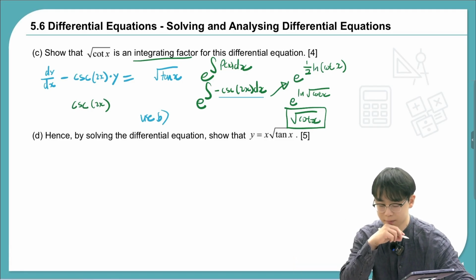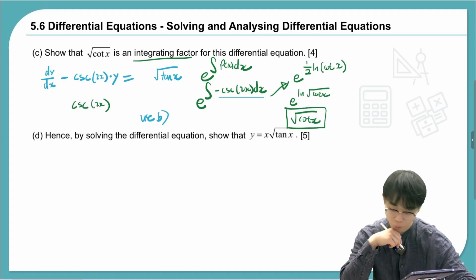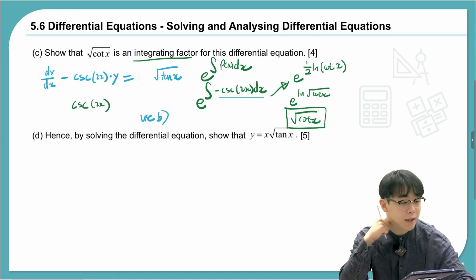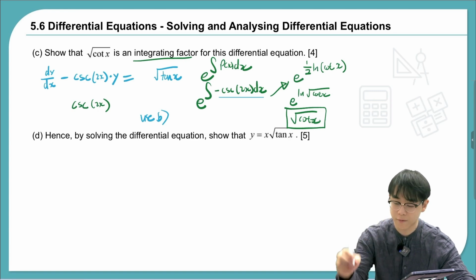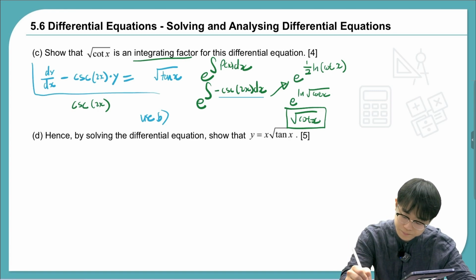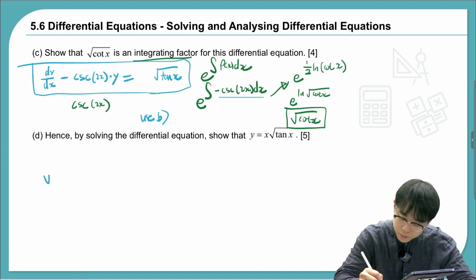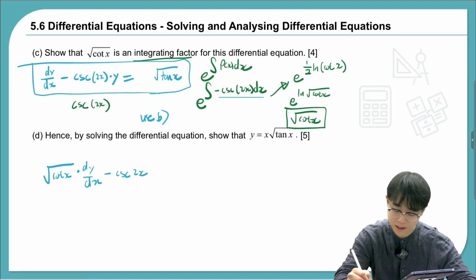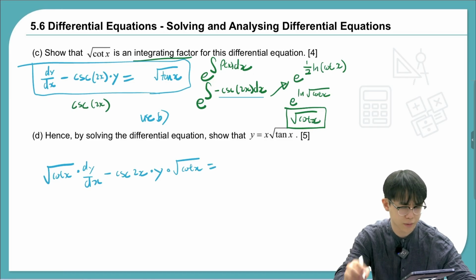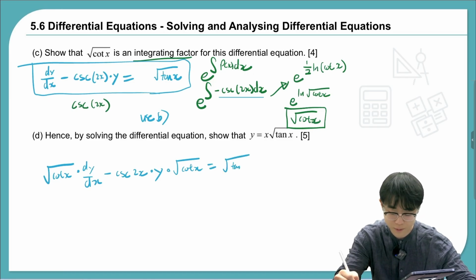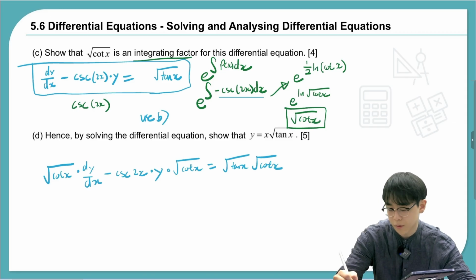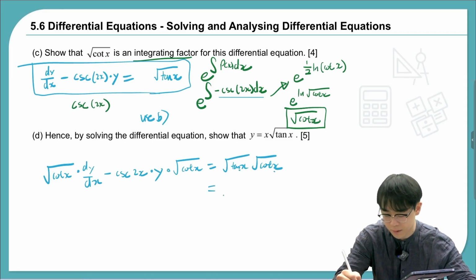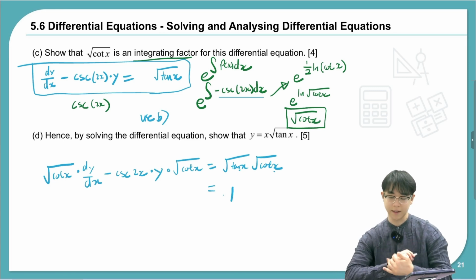Okay, so part D. Hence, by solving this differential equation, let's show that y is x square root tangent x. Since we found the integrating factor, we may as well just multiply it here. So we could do root cotangent x times dy over dx minus cosecant 2x times y times square root of cotangent x, equals square root of tangent x times cotangent x. If you multiply tangent and cotangent, that's just going to be a 1. So square root of 1, we'll just write this as 1.